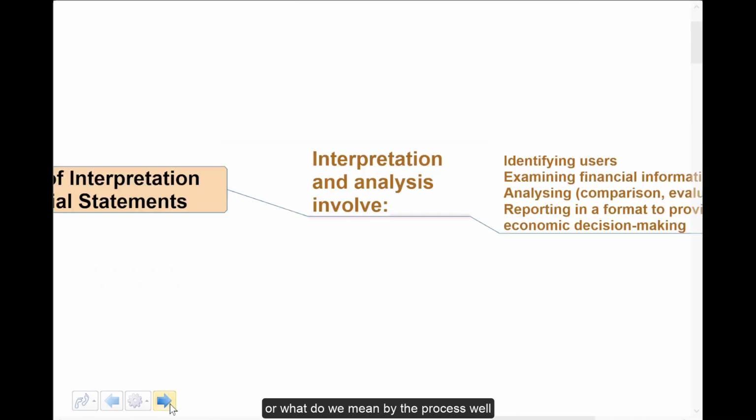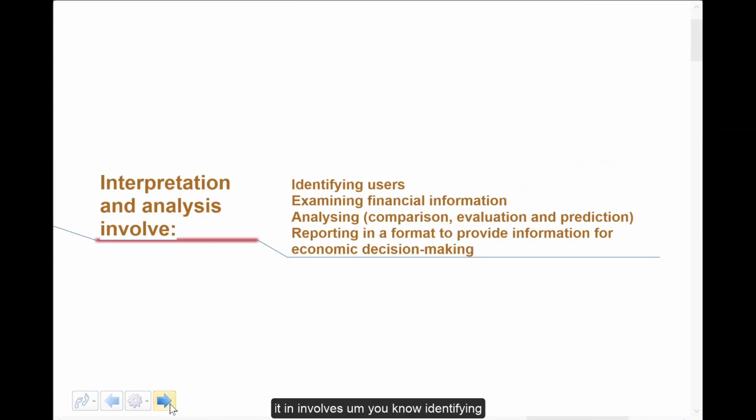What do we mean by that, or what do we mean by the process? Well, it involves identifying users, obviously. In other words, who's interested in your interpretation or indeed your analysis, or you are analyzing on your own behalf. Obviously, it involves examining many aspects of financial information. That may well be a statement of financial position or a statement of profit and loss account and other comprehensive income, but it could be other financial information. And certainly if you can analyze or interpret those first two, analyzing and interpreting any other financial information that you're given becomes a lot easier.